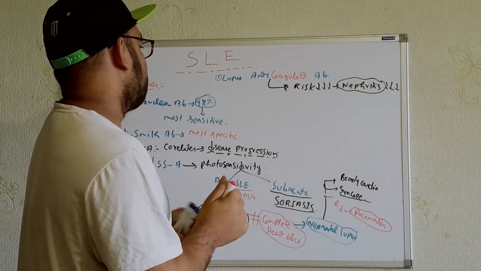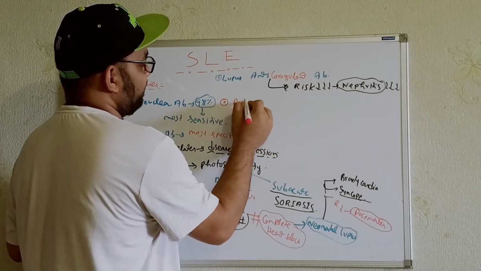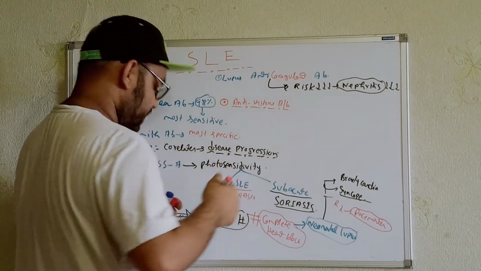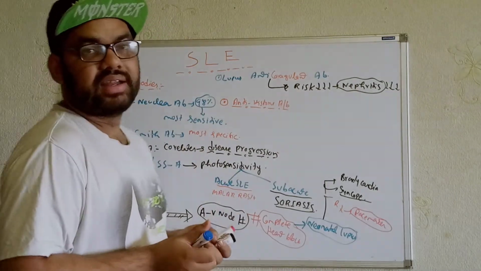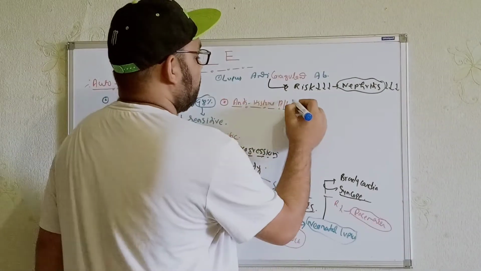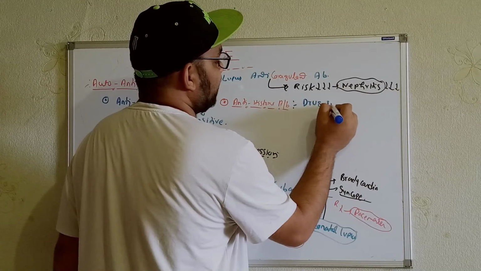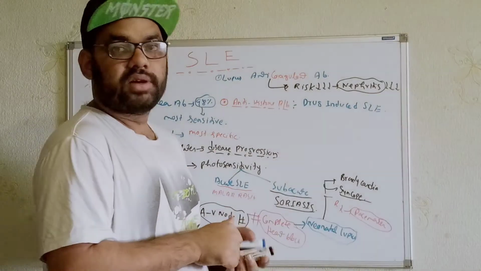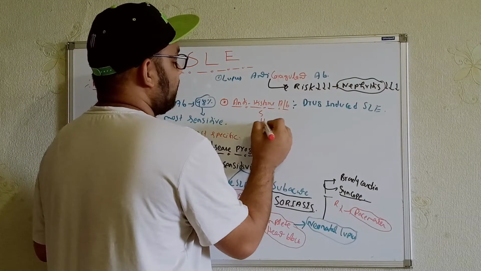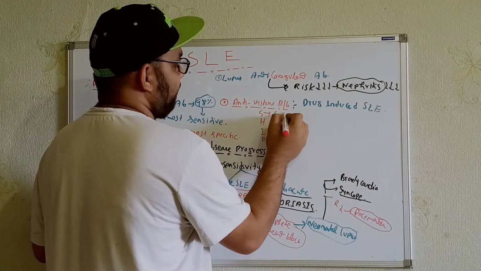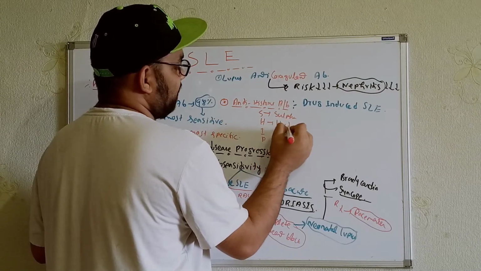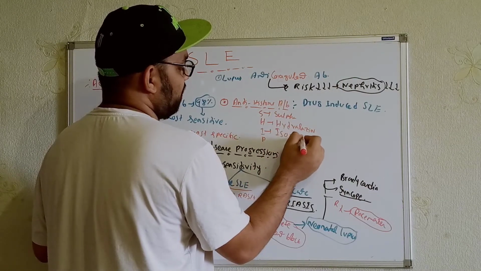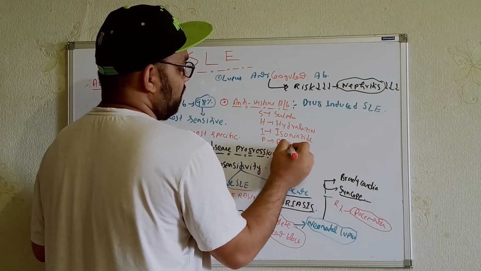Now we'll talk about the histone antibody, the antihistone antibody. Try to understand, where will we get this type of antibody? In drug-induced SLE. Now you have to know what types of drugs can cause SLE. Under this group, we have sulfa group drugs, then hydralazine, then isoniazid, and procainamide.